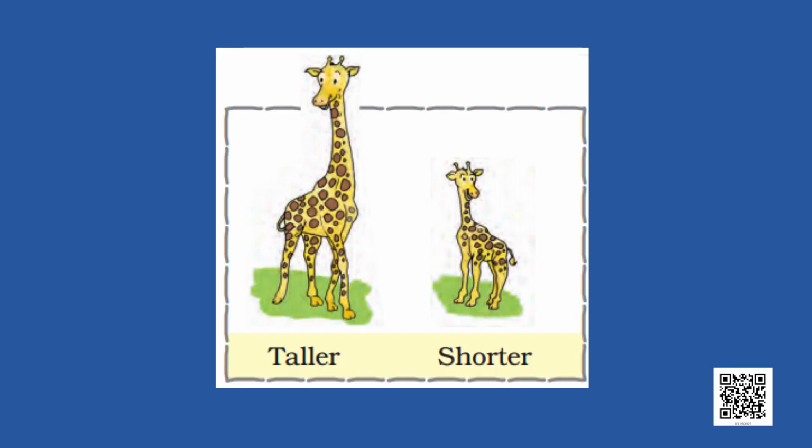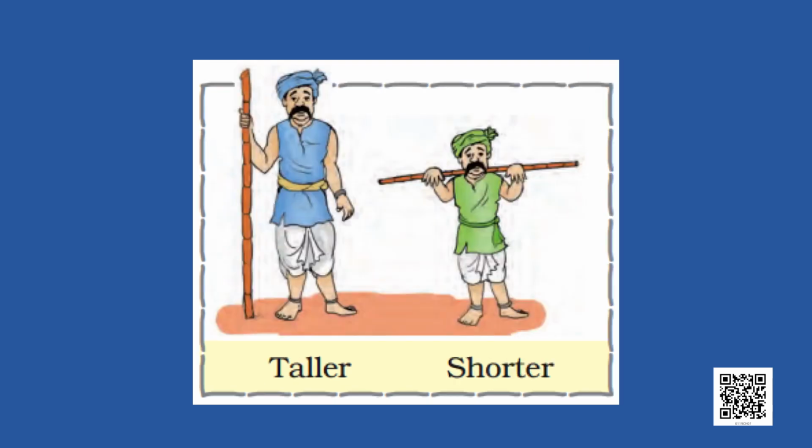So, on your screen you are able to see two giraffes. Which one is taller and which is shorter? It is written there. You can read and tell. Let us see some more objects.